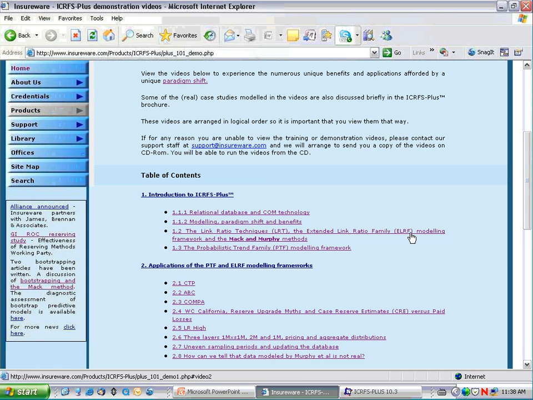In the first instance, in the extended link ratio family, you formulate link ratios, average link ratios, as regression estimators. And the Mack method, in fact, is a link ratio technique, but formulated as a regression estimator. It is equivalent to the volume-weighted averages. Volume-weighted averages are, in fact, average trends, and you can estimate the average trend by using a regression, and that regression is called the Mack method.